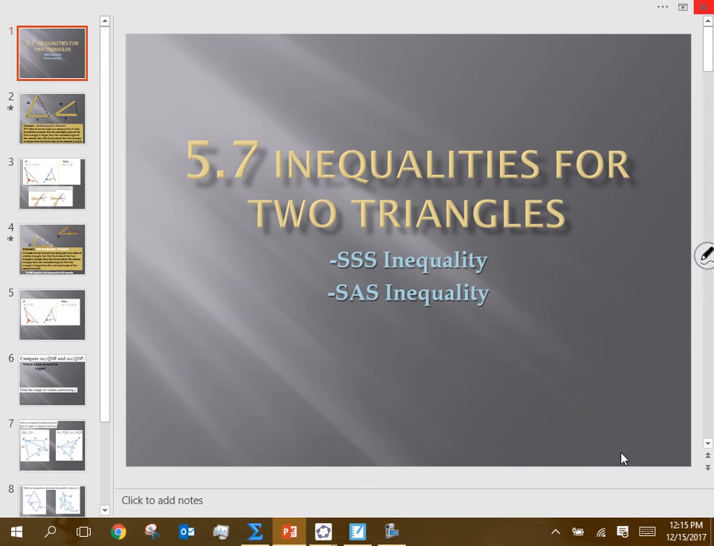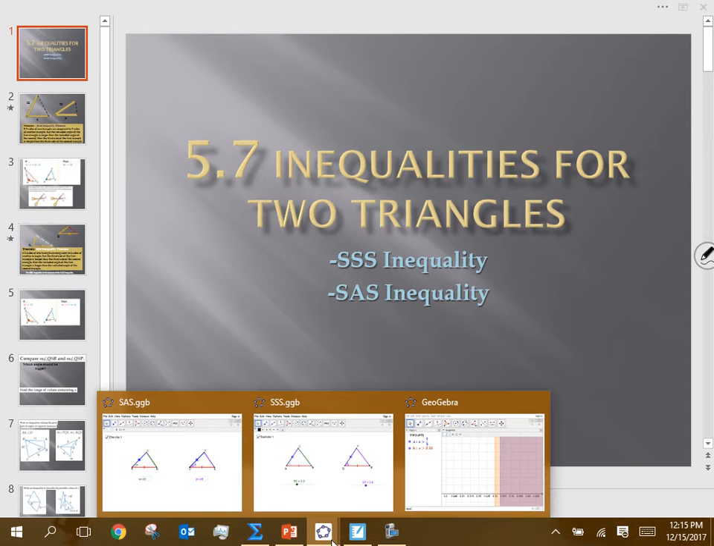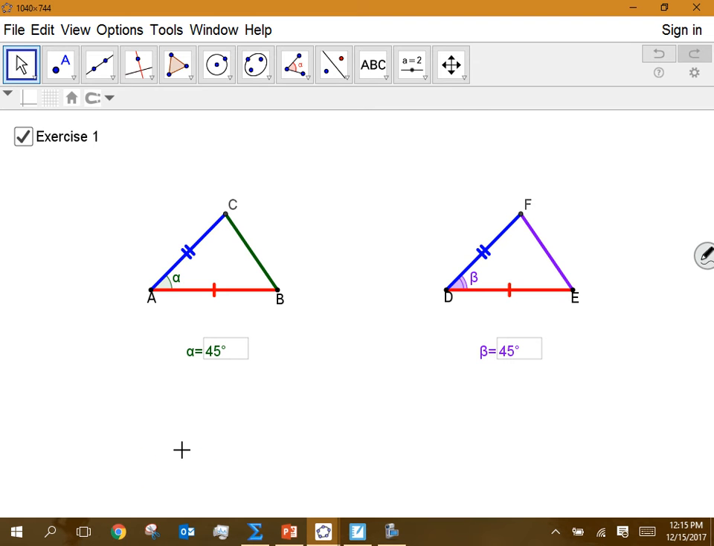Thank you very much. So 5.7 is inequalities for two triangles. And this has a foundation in triangle equalities, or congruencies. If we understand how triangles are congruent by side, side, side, and side, angle, side, this allows us to make an argument about triangles being unequal. So we'll start with the side, angle, side inequality.